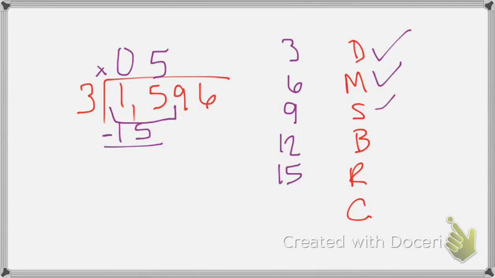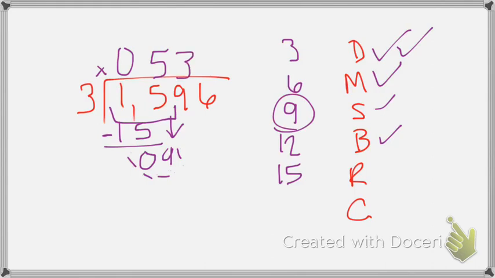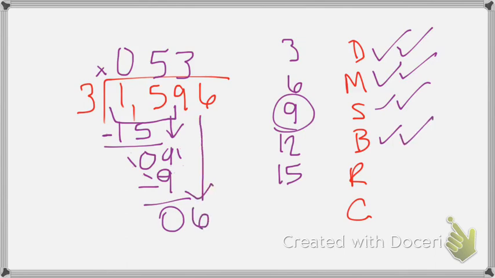Subtract 0. Now my bring down, 9, and sparkle. 9 is what I'm focused on now. So I divide. I see 9 on my list. It can be divided 3 times. 3 times 3 is 9. Subtract 0. Bring down the 6. And sparkle. Looking at my list, I see 6 here.